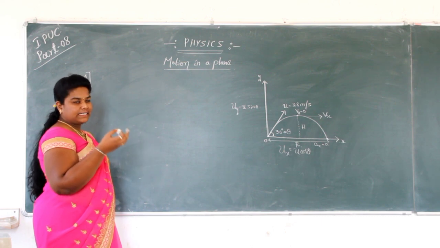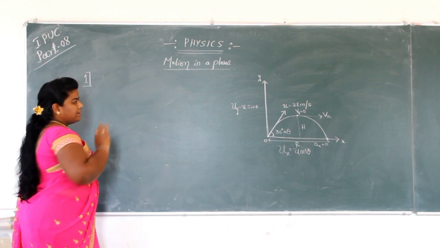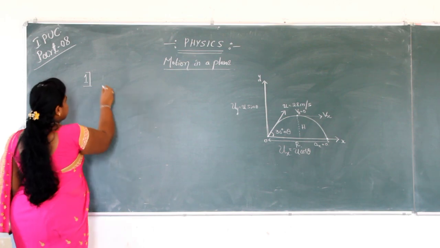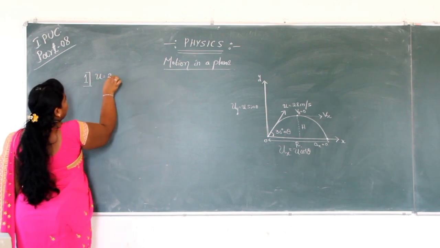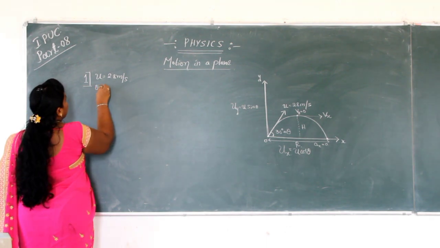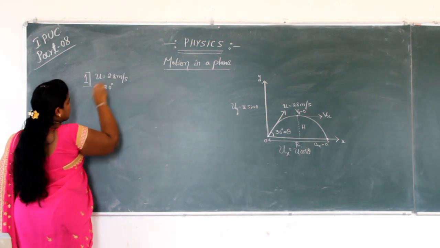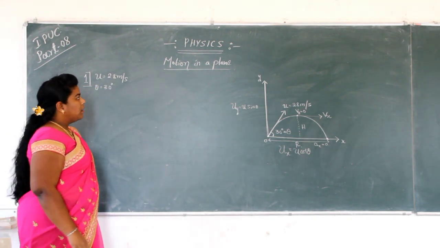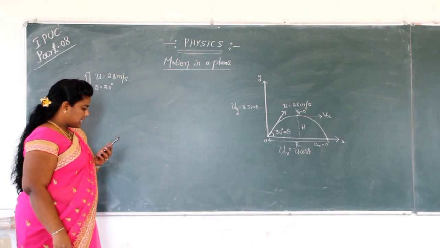Now what are the given values there? First one: u is equal to 28 meters per second. The next: theta is equal to 30 degrees, that is the angle of projection. Now it is a question, so let us continue it.